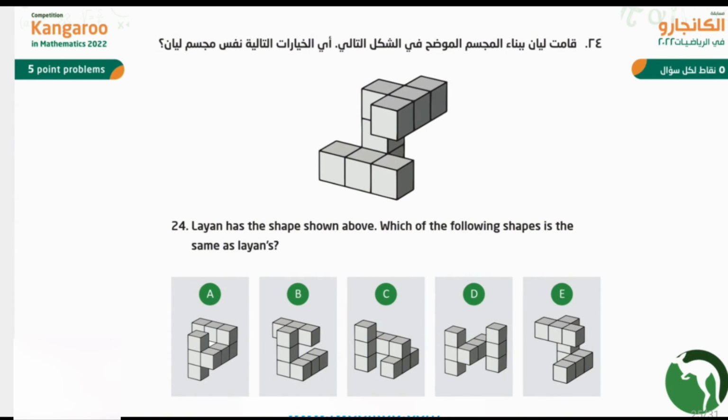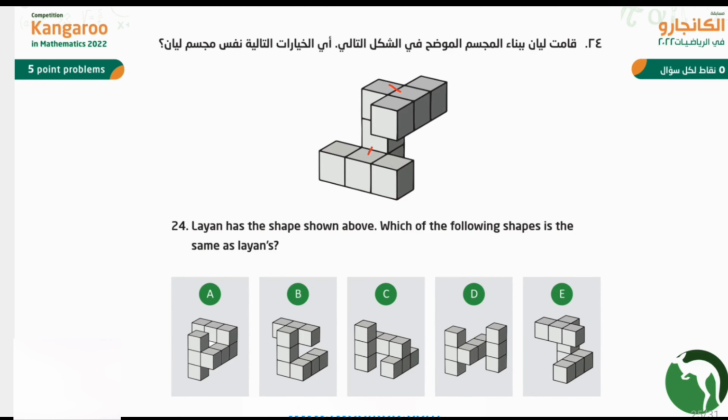In question number 24, Layan has the shape shown above. Which of the following shapes is the same as Layan's? Okay, here as we can notice, all of these columns are connected from the middle here and here.